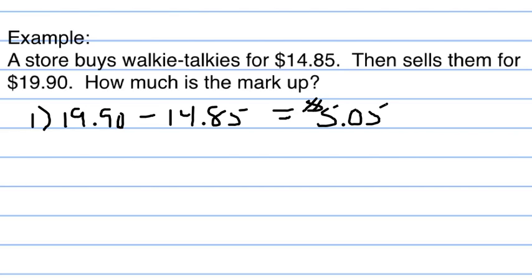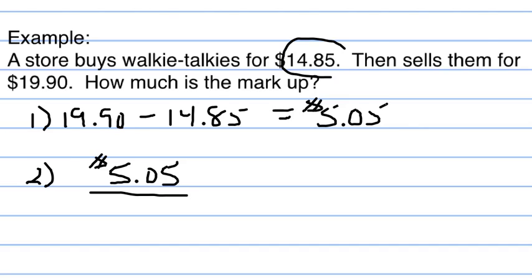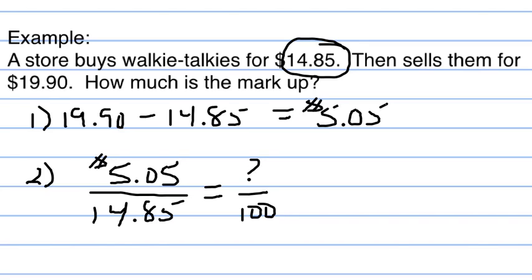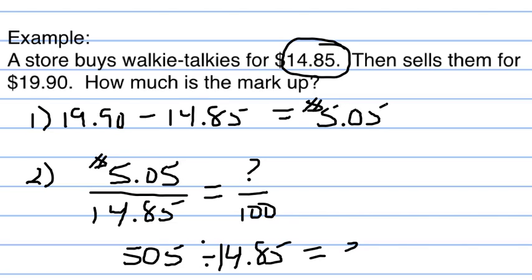So they go ahead and add that on to the cost, and then we're going to find the percent of markup. We'll go ahead and set up a proportion, and we have $5.05, and we're going to put that over the original cost that they bought the walkie-talkies for. So that's $14.85, and we'll set that equal to our unknown over 100. Well, when we multiply $5.05 times 100, we're going to get 505, and we need to divide that by 14.85, and our markup on the walkie-talkies is going to be 34%.